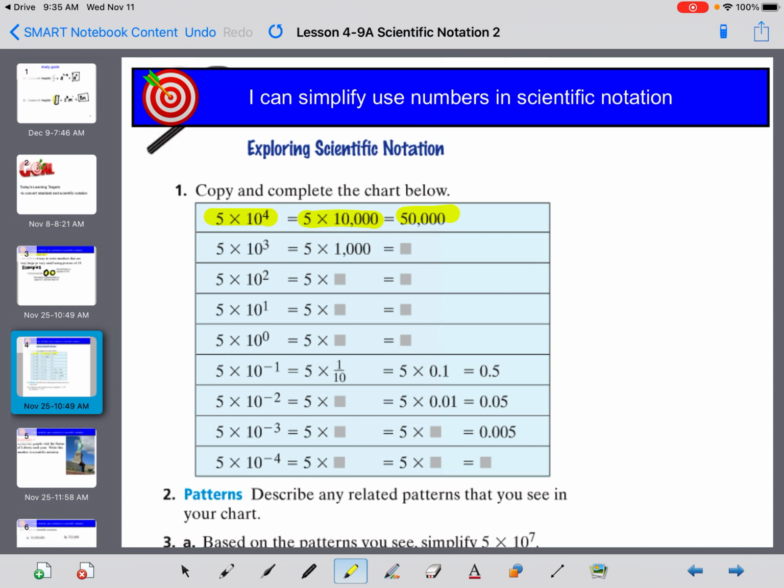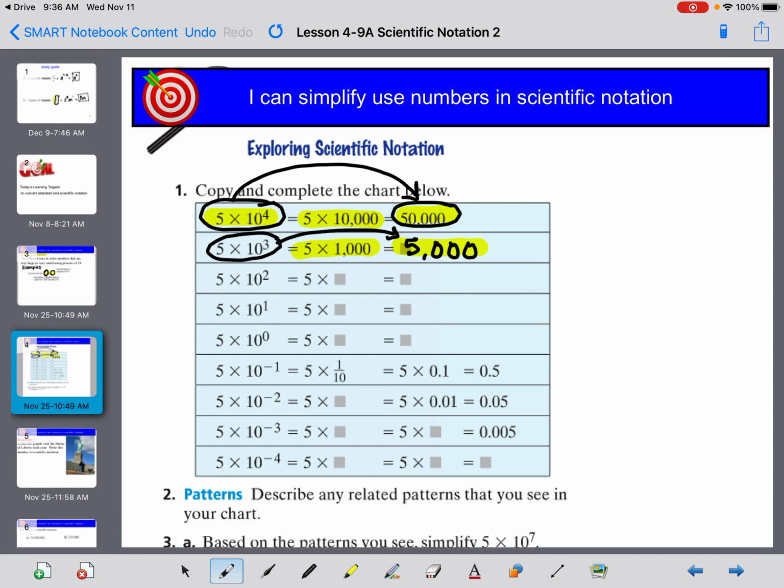5 times 10 to the 3rd. Well, 10 to the 3rd is the same as 1 with 3 zeros, or 1,000. 5 times 1,000 is 5,000. Now, while we're exploring this, what I want you to be watching for is how do I go from scientific notation to standard form in this column, skipping the middle column. What's the shortcut? What's the pattern? How do I go from 5 times 10 to the 3rd to 5,000 without showing the work in the middle?